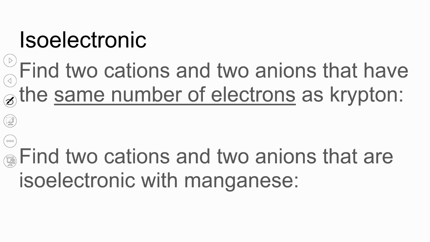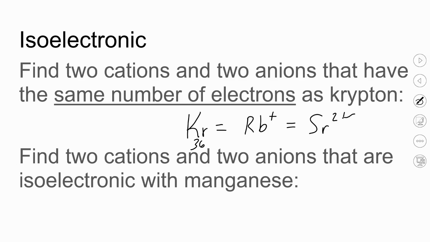Okay, let's do krypton. So krypton has how many electrons if it's neutral? 36. Good, thanks. So on this side, should we do cations? Tell me two cations that match krypton. Rb plus, and Sr2 plus. Do we agree with that?